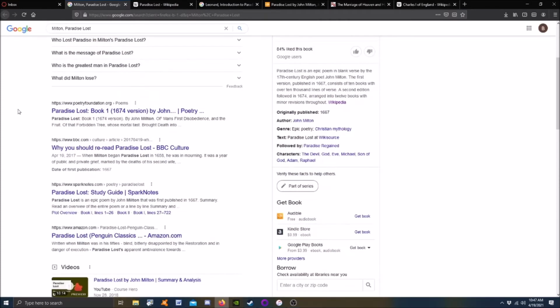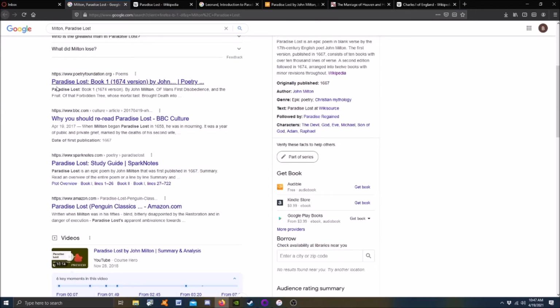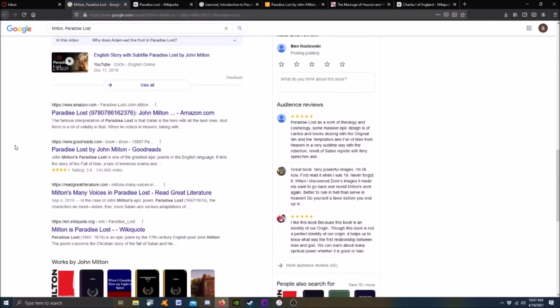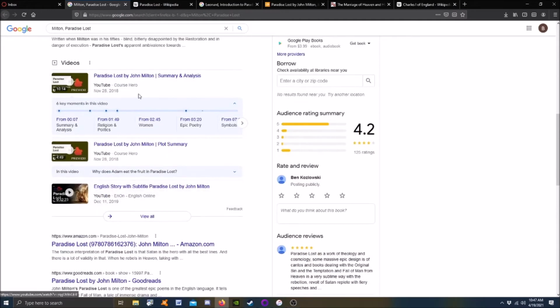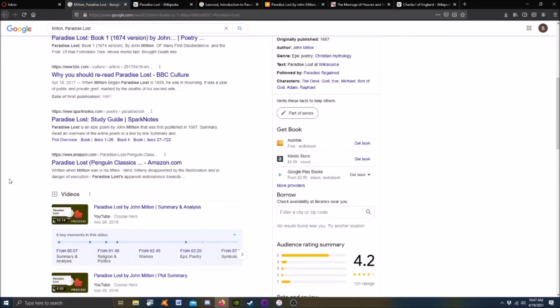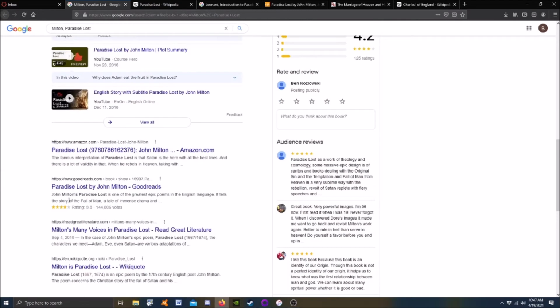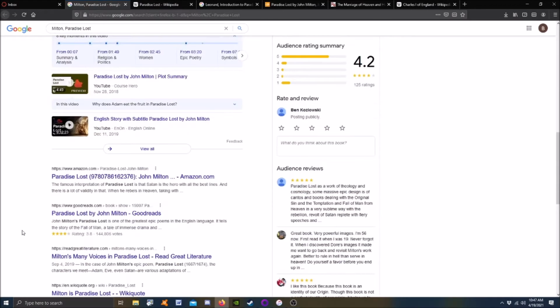We get the Wikipedia article on Paradise Lost. We do get the BBC Culture article, which is fine. We get the SparkNotes page. We get a listing to the actual book on Amazon. We get various videos with plot summaries and analyses, all of which could be useful at the early stages of our search. We get wiki quote and various other things, but notice it's all John Milton, it's all Paradise Lost, it's all what we are looking for.